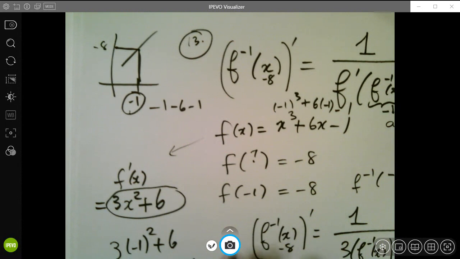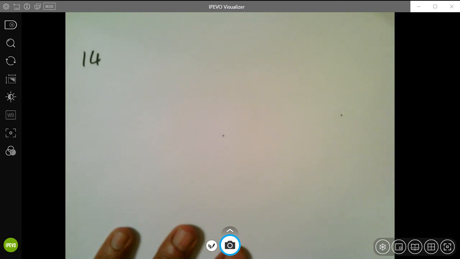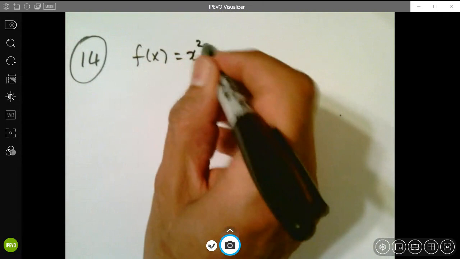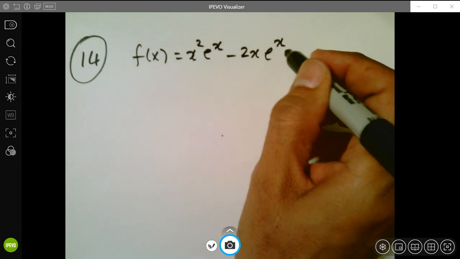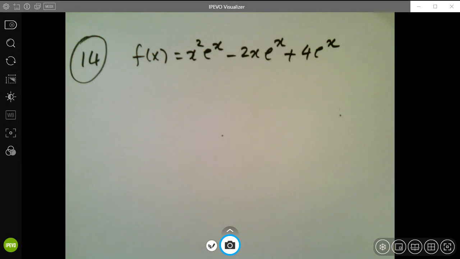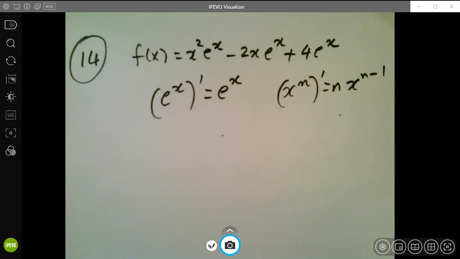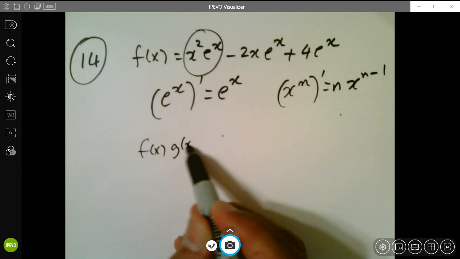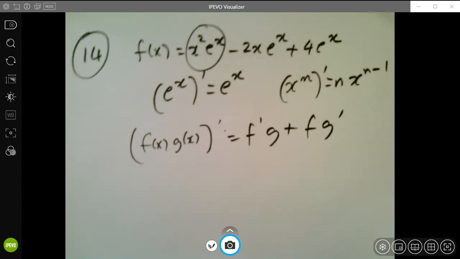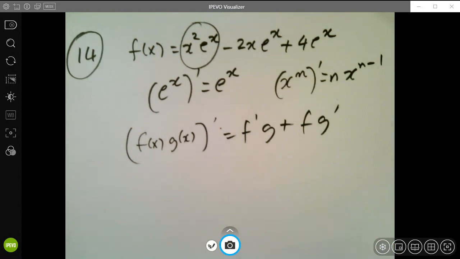Okay, number 14 now, I'm almost done. Again it is the derivative. You have to remember, derivative of e to the x is just e to the x. Derivative of x to the n is n x to the n minus 1. And here I have a product, remember product rule, u of x g of x prime. That's it, if you know this, you're good to go. And this one you can just do this.